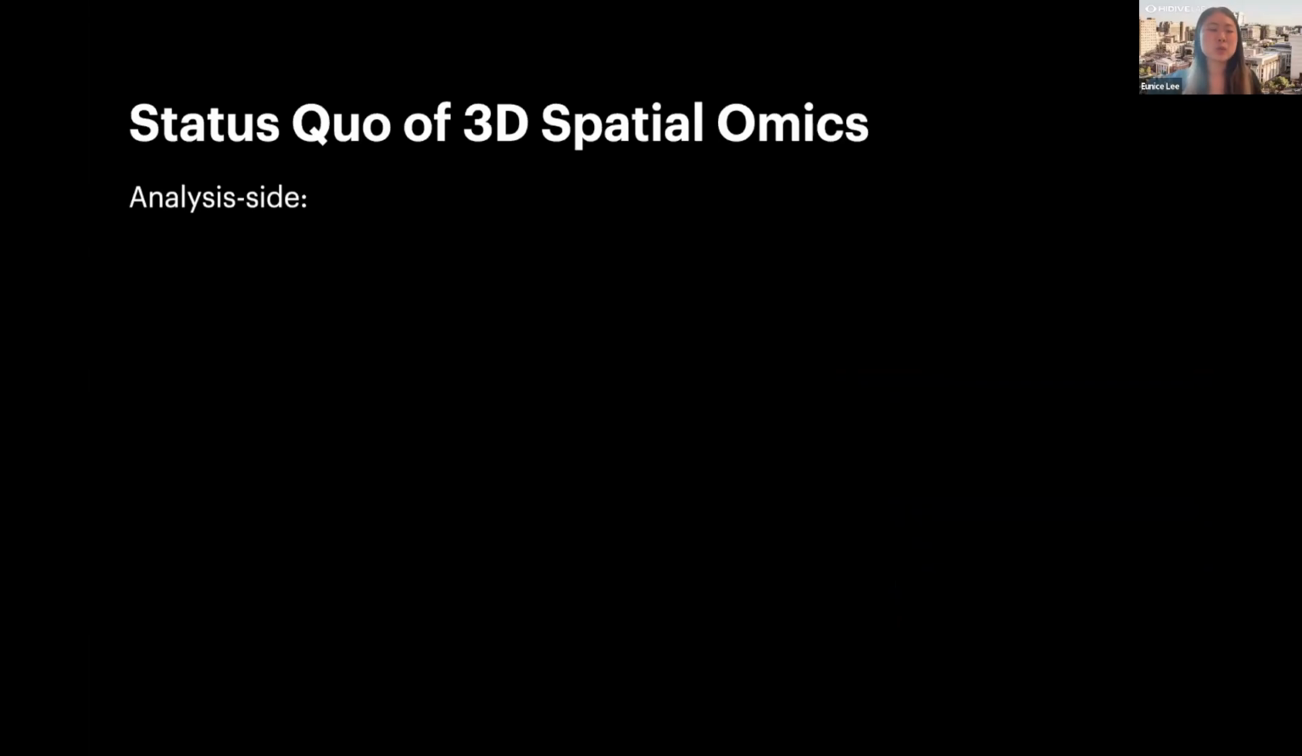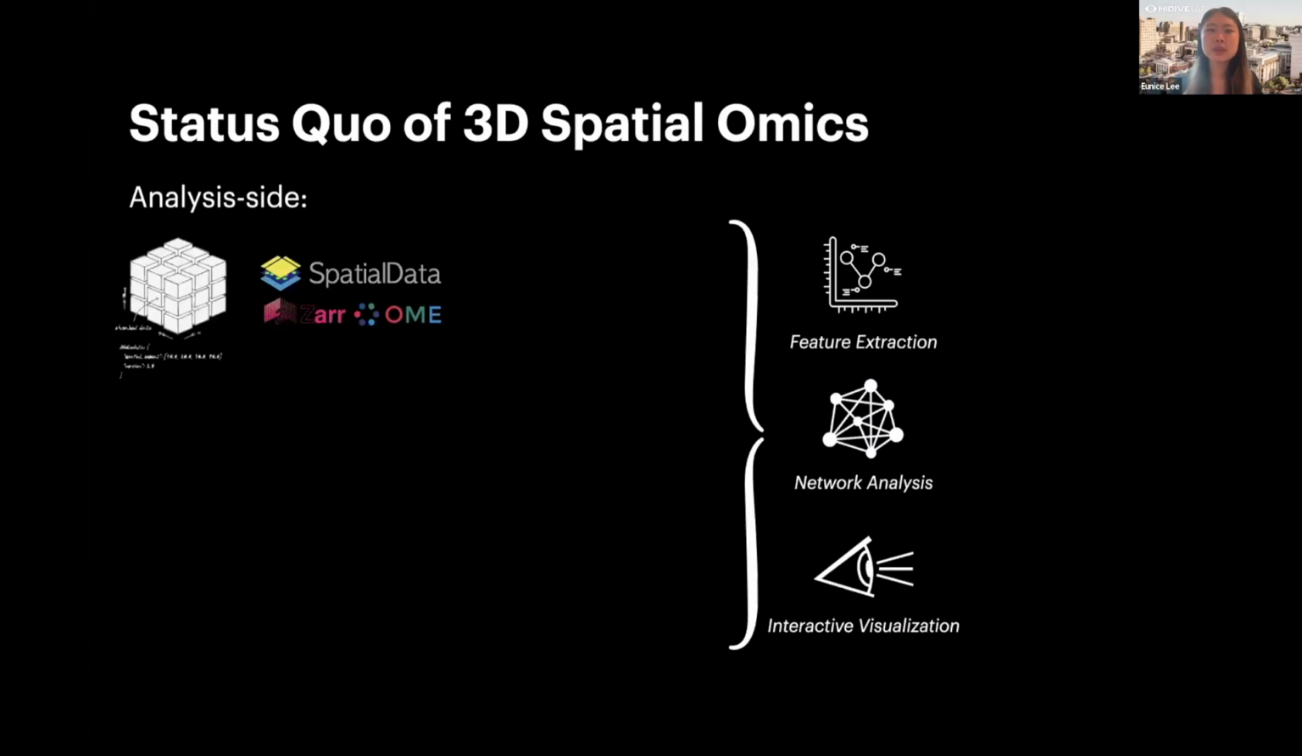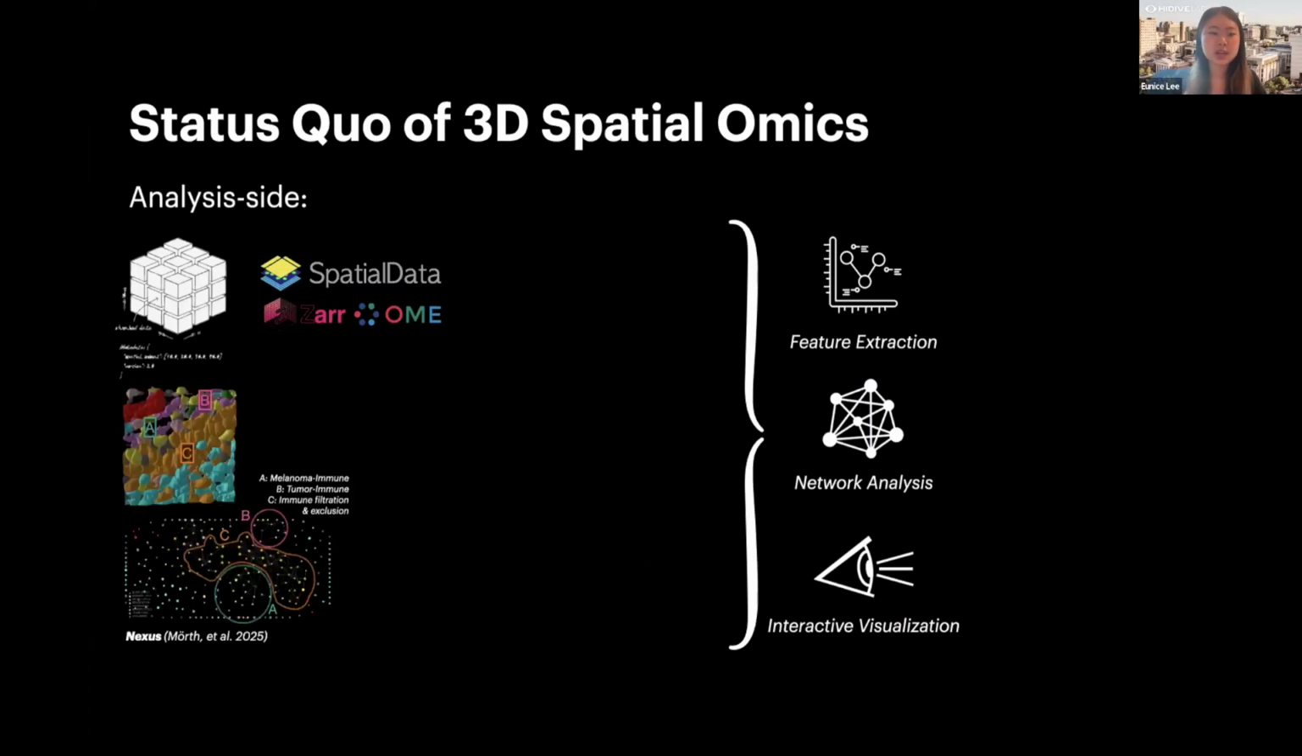So that was on the data side. What's more on the analysis side here is that we have lots of tools to be able to extract different features from the volumes and the data that we have. And we do so by using more optimized data formats such as OME-Zarr or NGFF, which essentially chunk everything down into cubes. And SCVerse is now also trying to integrate this into a more interoperable data format of spatial data.